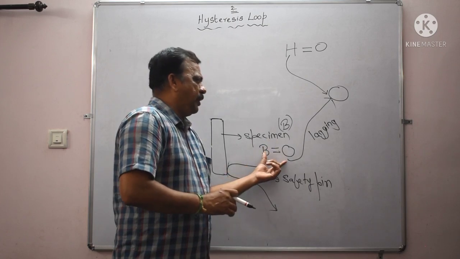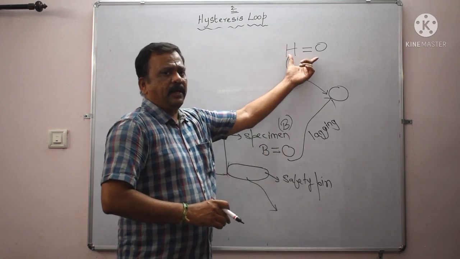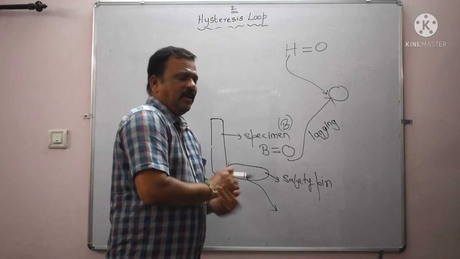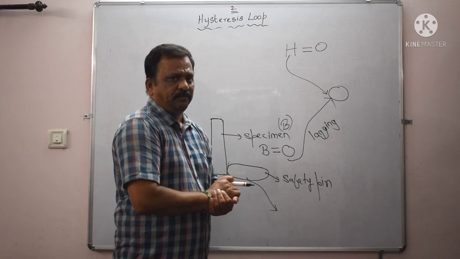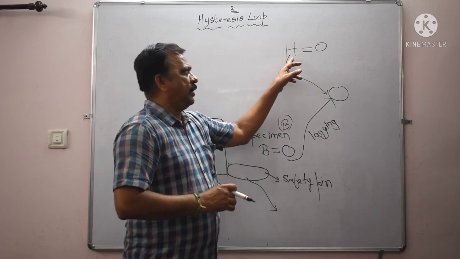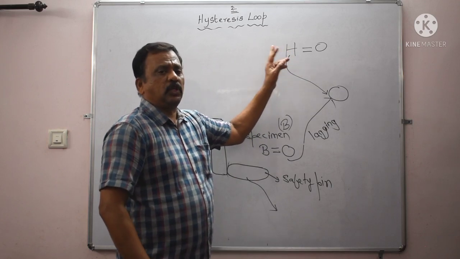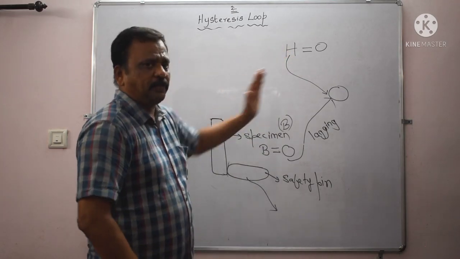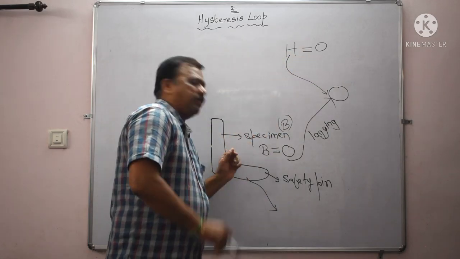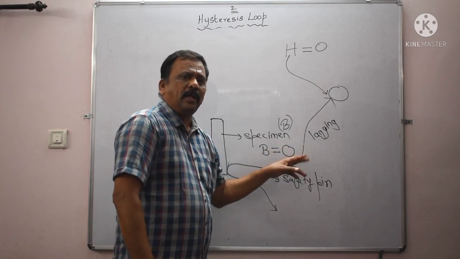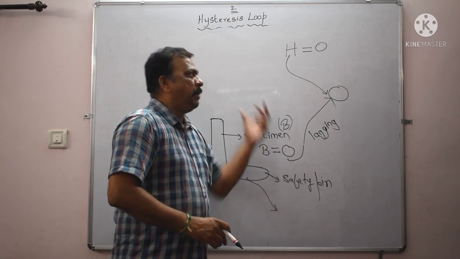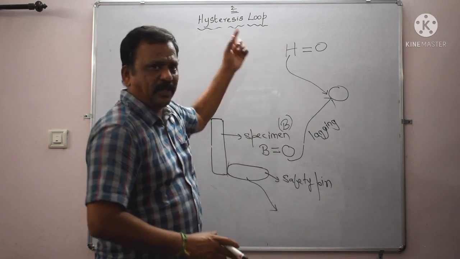So lagging of B behind the magnetizing field H is called hysteresis. So what is hysteresis? Hysteresis is the phenomenon in which the magnetic field B induced in the specimen lags behind the magnetizing field, the one which is responsible for the magnetization of the specimen. So when the magnetizing field H is made 0, the magnetic field induced in the specimen will not become 0 immediately, but rather only after some time. So this lagging of B behind H is called hysteresis.